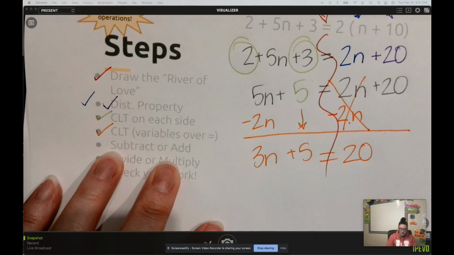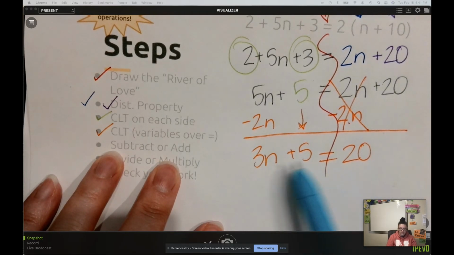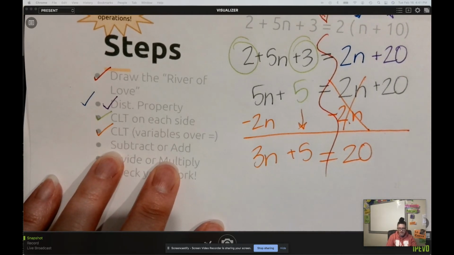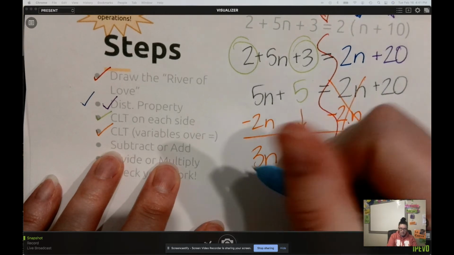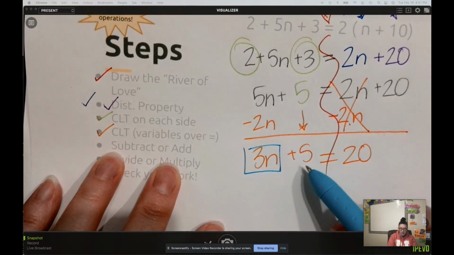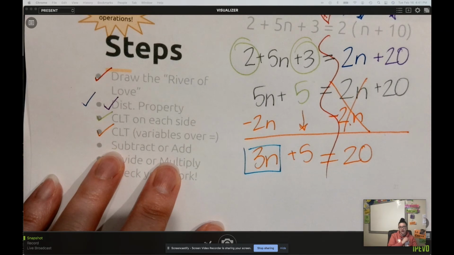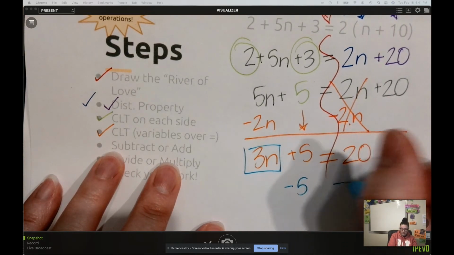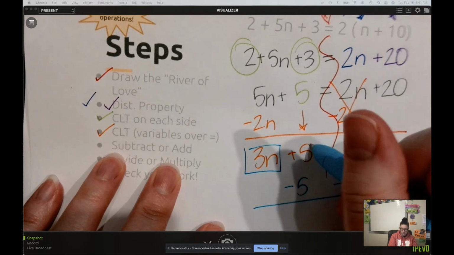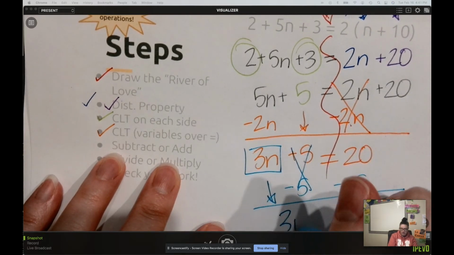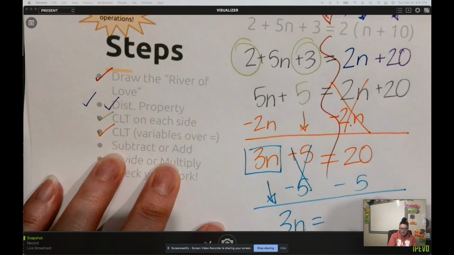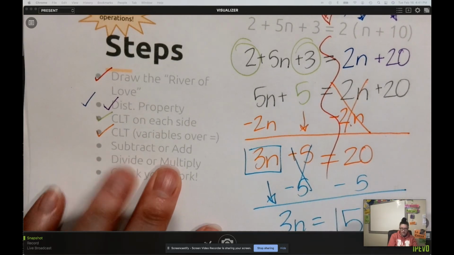Now it looks like my y equals mx plus b. Now I go through and do my sad and meg. Protect my coefficient and my variable. How do I get rid of that positive 5? Subtract it on both sides. Bring down my 3n. 20 minus 5 is 15.